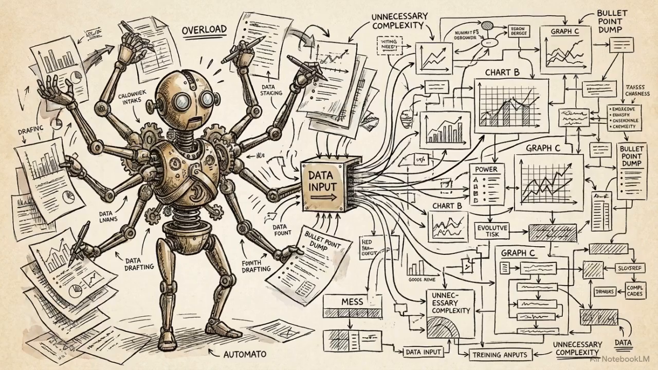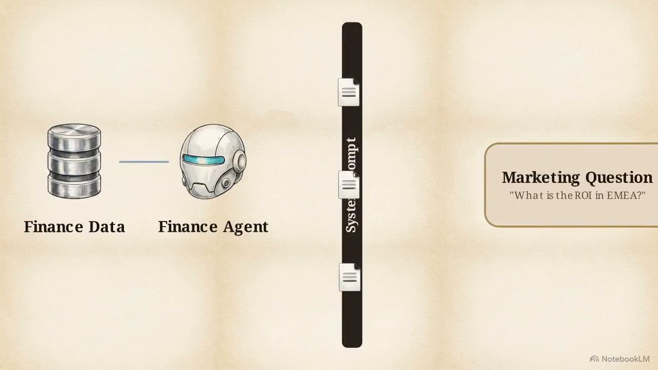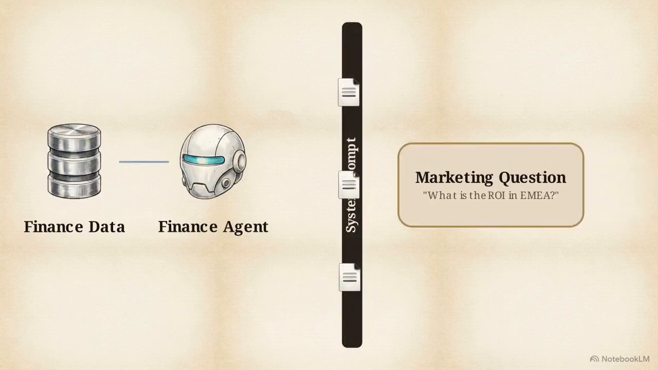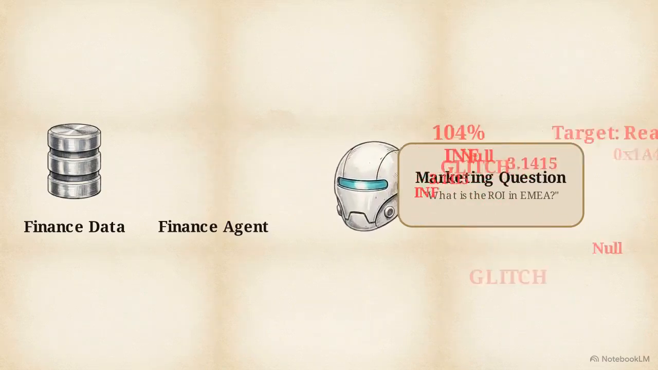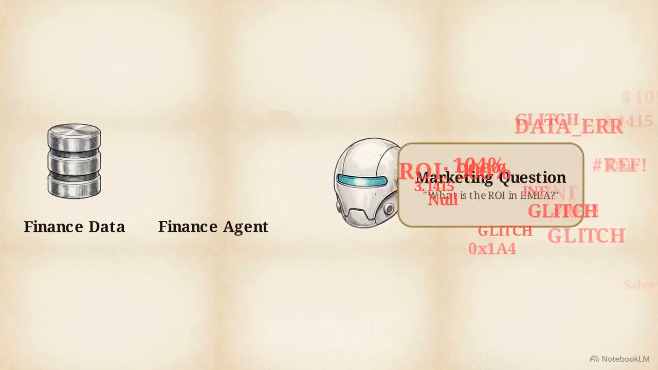Beyond cost, language models have an inherent drive to be helpful assistants, a behavior often called eager pleaser syndrome. If a user asks a specialized finance agent a marketing question, the model's drive to provide an answer can override its written constraints, leading it to invent data outside its domain.